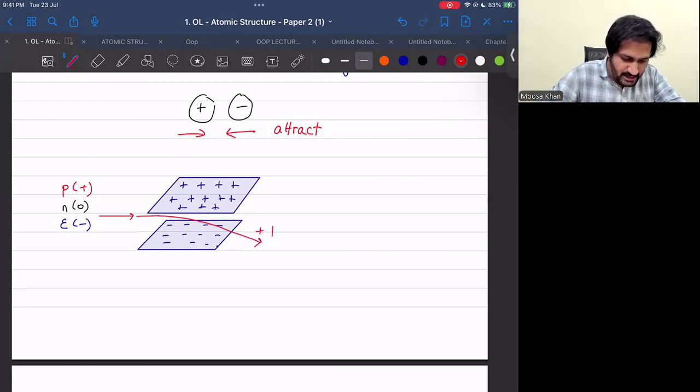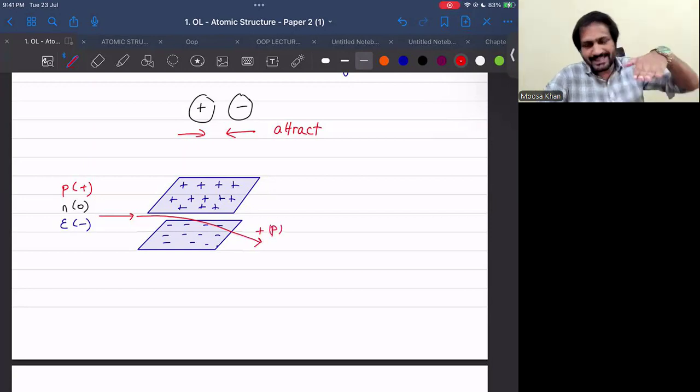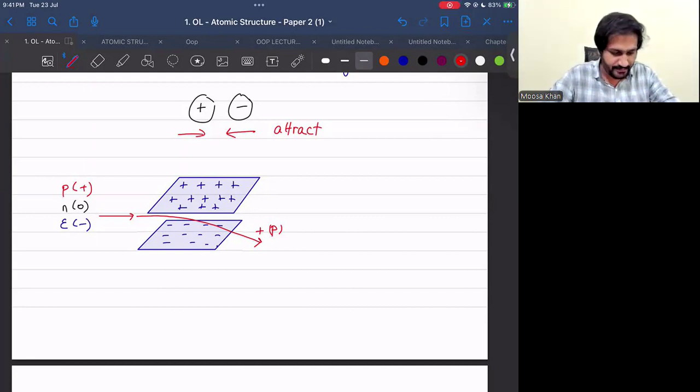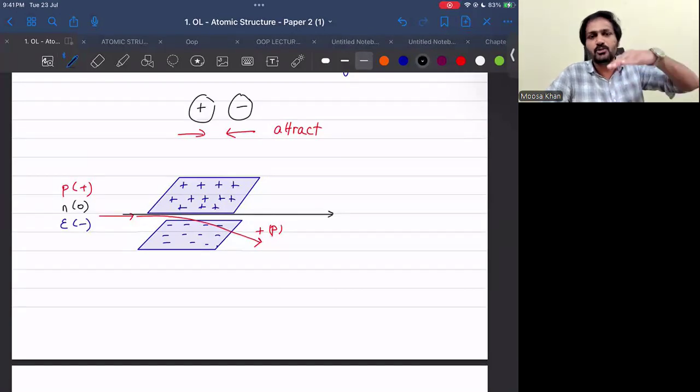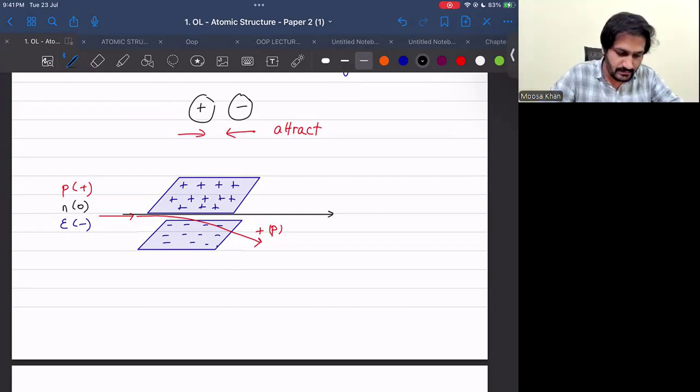As protons are positive, as they move in between these plates, they will be attracted towards the negatively charged plate. So they are deflected towards the negatively charged plate. And the neutrons, which have no charge or neutral charge, will pass undeflected. They won't deflect because they do not have any charge. So they do not feel any attraction from the positive or the negative plate. The neutrons pass undeflected.